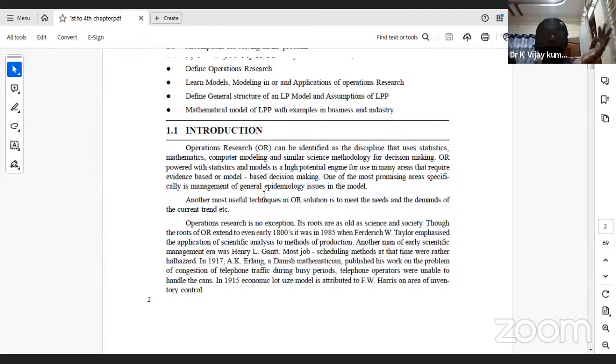Operation research, OR, can be identified as a discipline that uses statistics and mathematics, computer modeling and similar science and methodology for decision making, powered with statistical models. Many areas require evidence based on models. So based on that model, the OR decision making is the most promising area, specifically in management and epidemiology. Operation research is the most useful solution to meet the demands of the current trend.